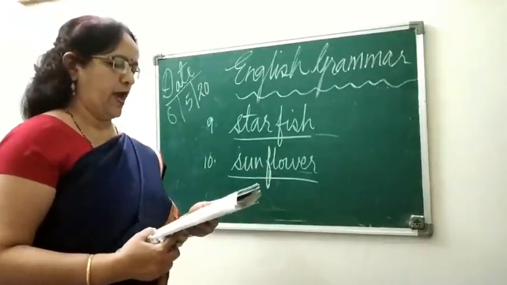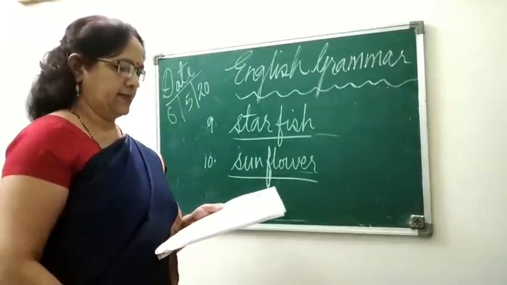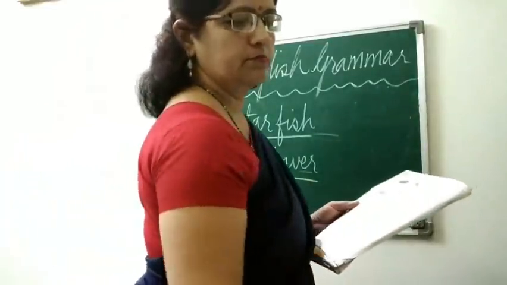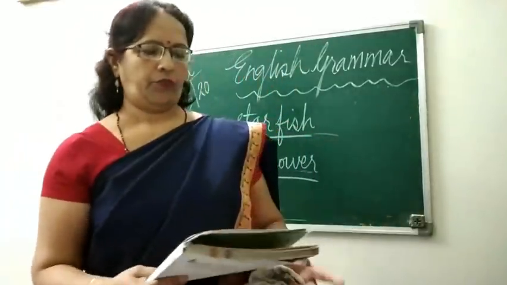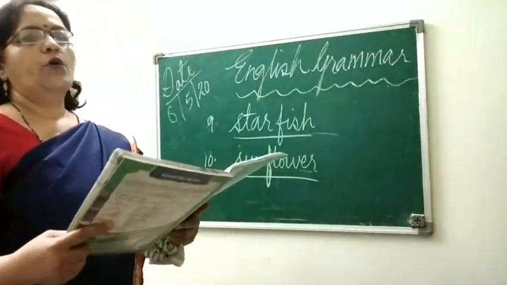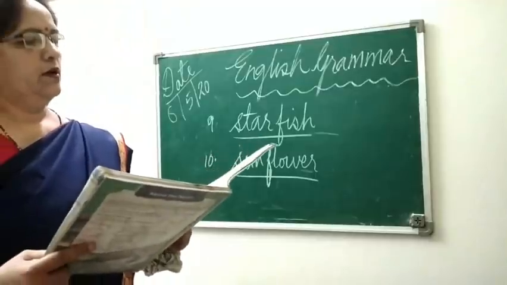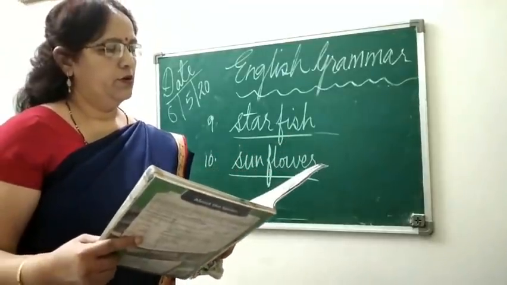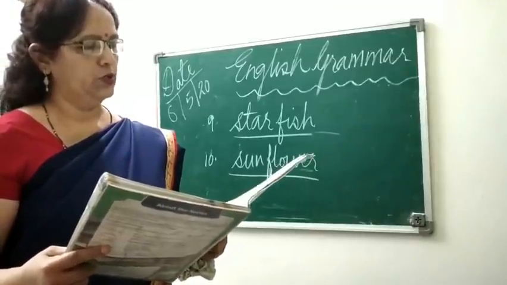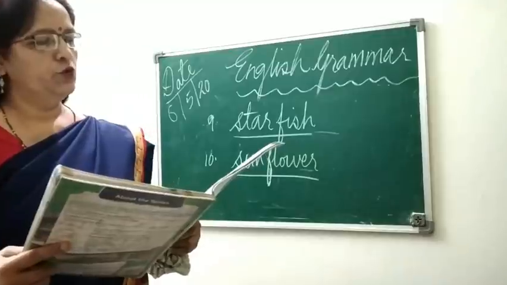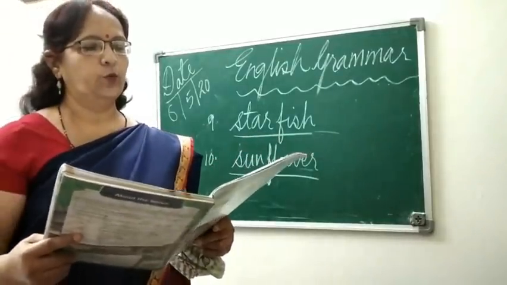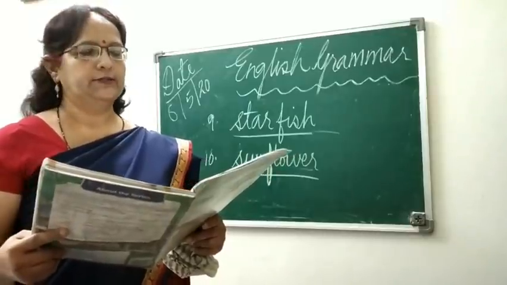Now let's move on to exercise D. In exercise D, it is matching compound words. Here what you have to do, you have to draw the lines to match each of the words on the left with the word on the right.